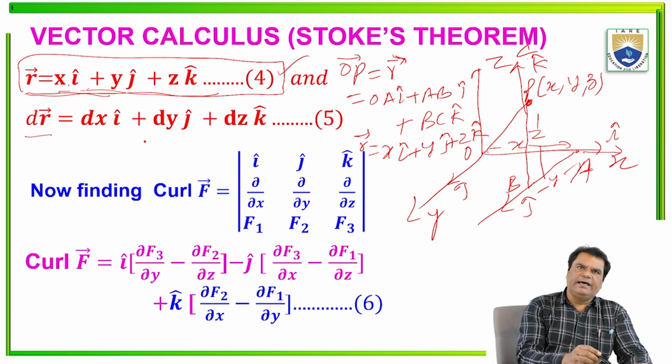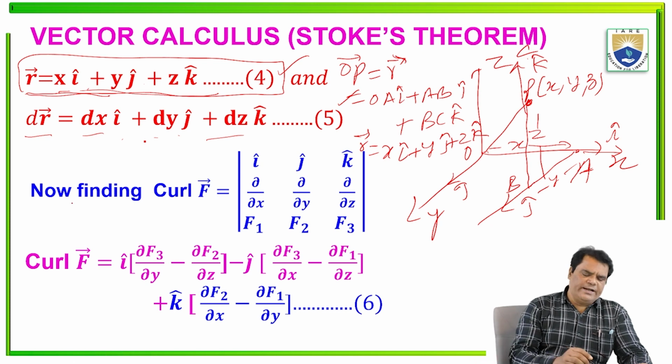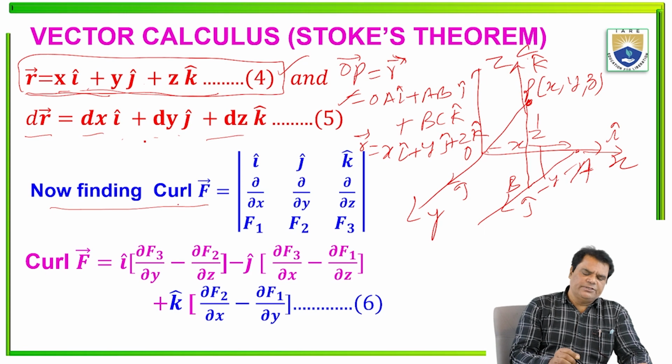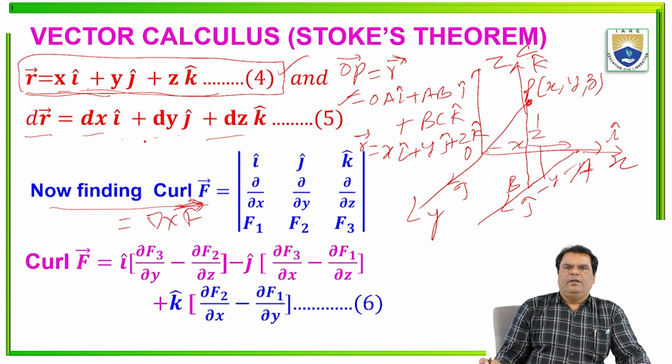This is dr. dr is the derivative of the r vector: dx i cap plus dy j cap plus dz k cap. This is equation 5. Now finding curl f. Curl f means del cross f, del cross the f vector.